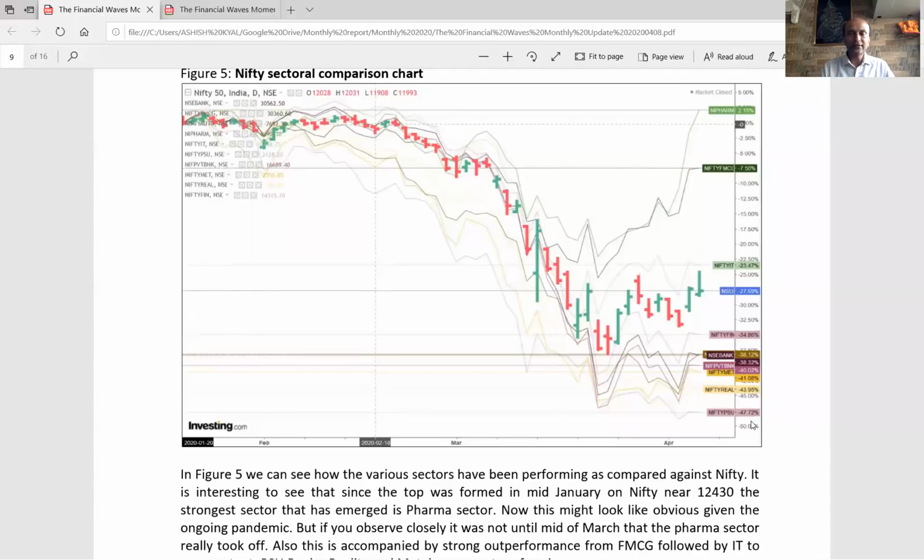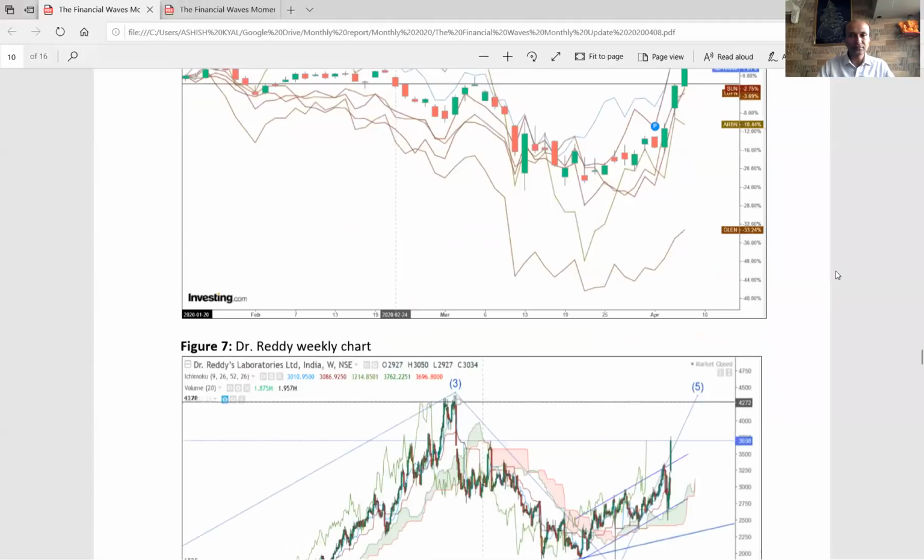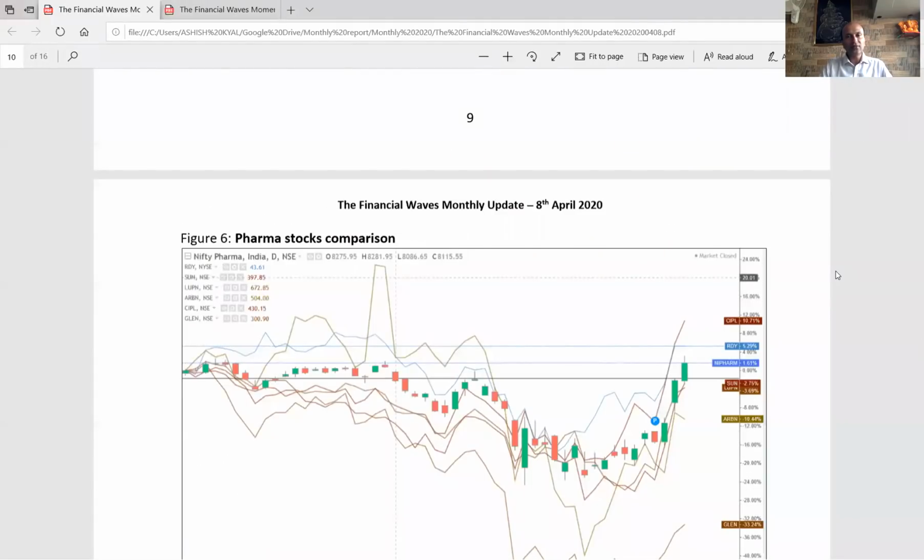Now you need to select stocks from that sector. How do you select stocks from that sector? So let me go to one more portion of my research. Over here, there are pharma stocks compared to the Nifty Pharma Index. Can you see, this is the index of Nifty Pharma, and from there we are comparing with the pharma stocks. So we can clearly see Cipla is outperforming, Reddy is outperforming compared to the pharma index also.